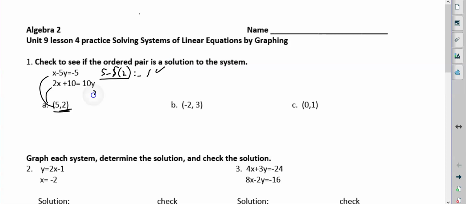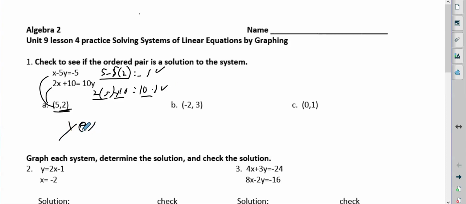Then here, 2 times 5 plus 10 equals 10 times 2. 10 plus 10 is 20. That's 20. Check. That's really all you have to do. And then just say yes.